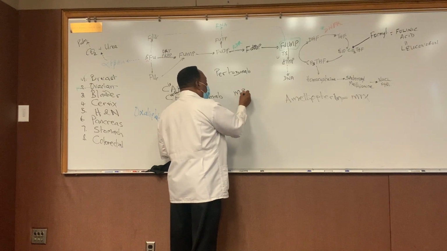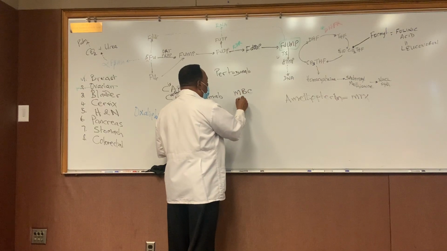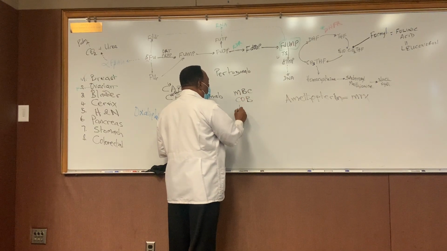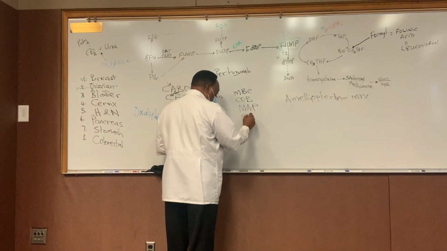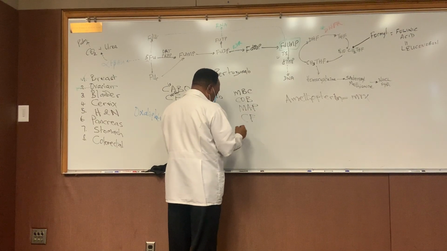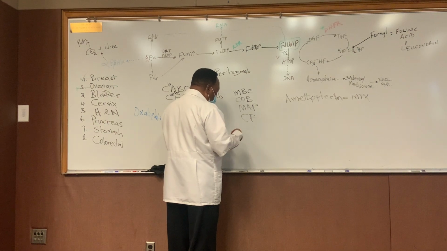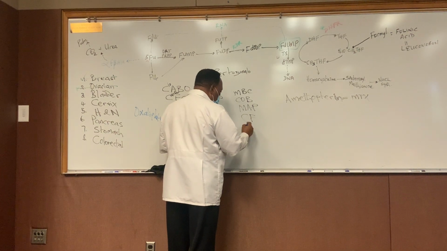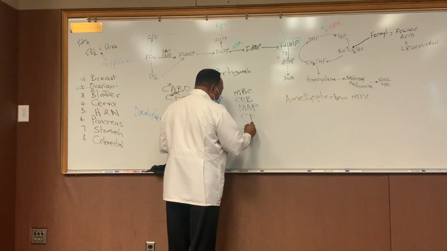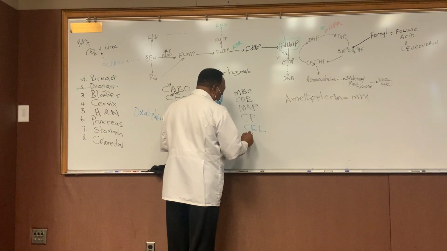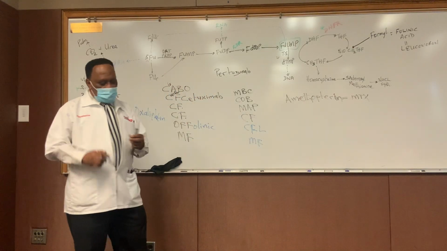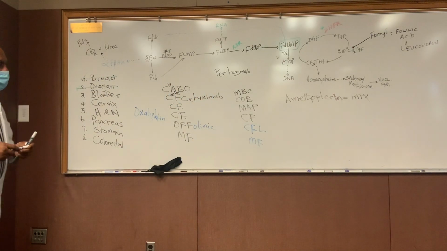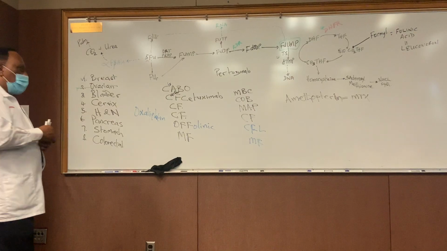MBC, baseball cap, and then on the cob, and map, CF, football league, and then MF. That's a bunch of some older regimens that you use for head and neck cancer.